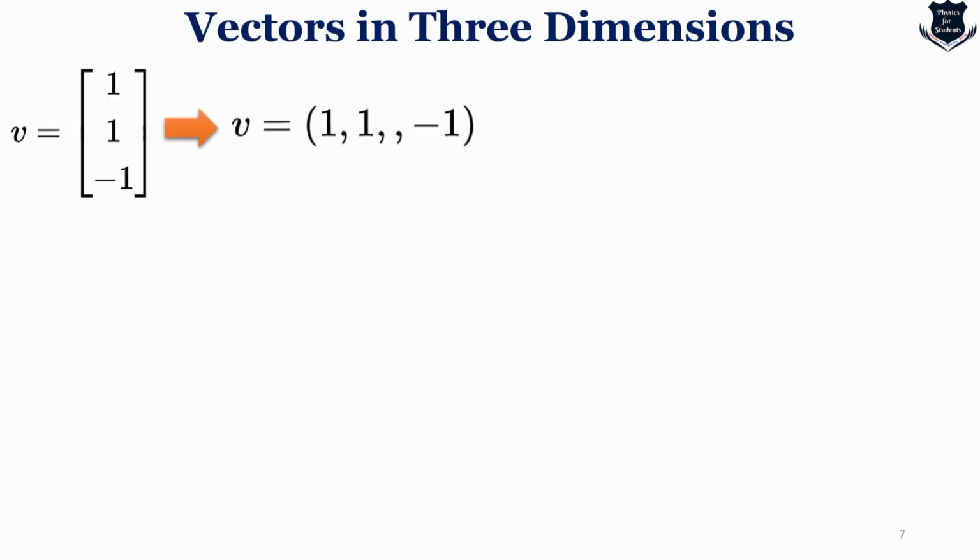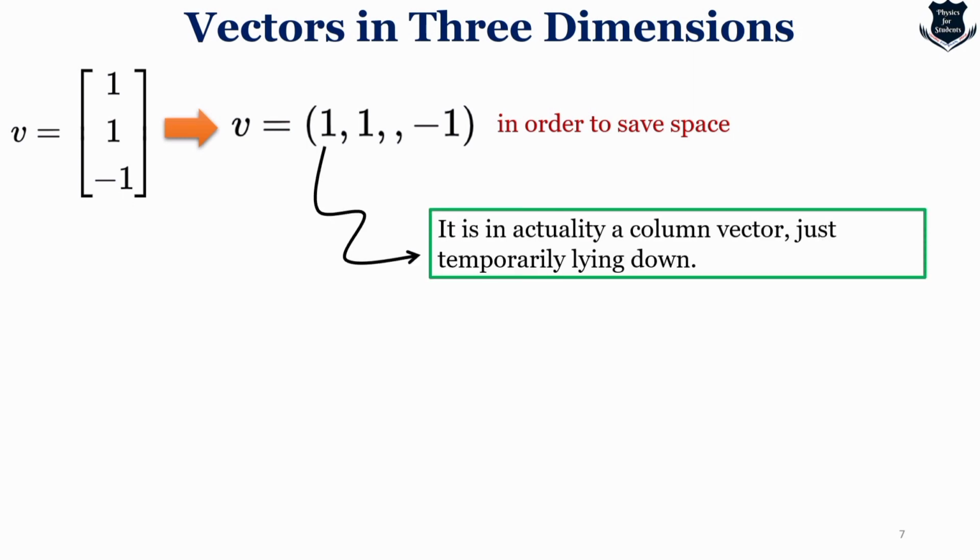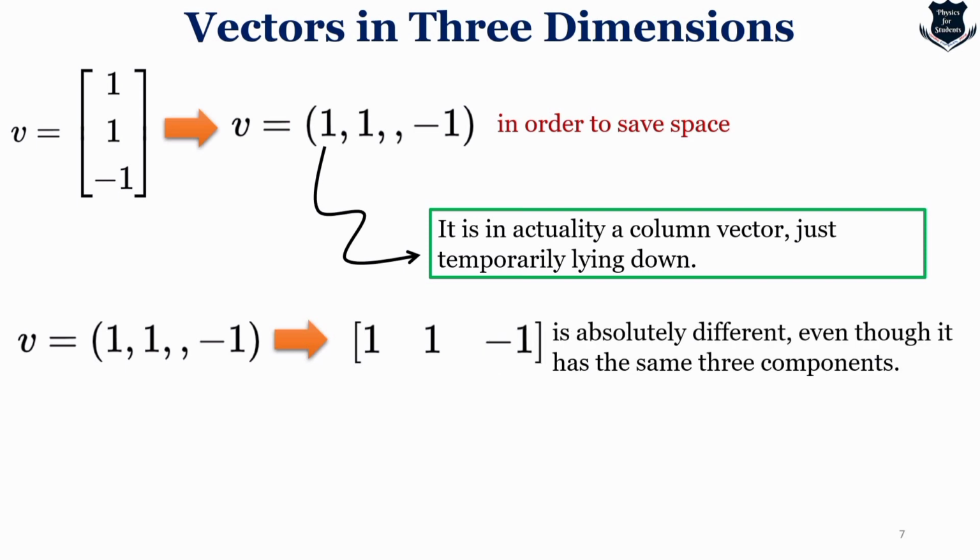So this one is written something like this. Basically we call it a row vector. It is actually a column vector just temporarily lying down, and it is written this way in order to save space. So it is actually a column vector just temporarily lying down. The row vector, 1 1 comma minus 1, written in this way, is absolutely different. Even though it has the same 3 components, the row vector is the transpose. The row vector is called the transpose of the column vector v.